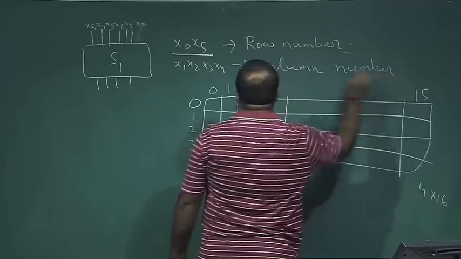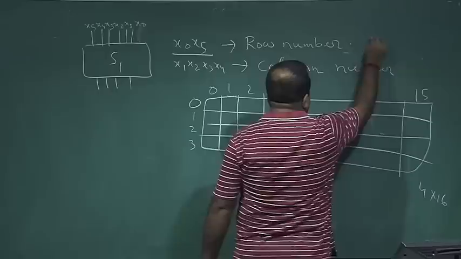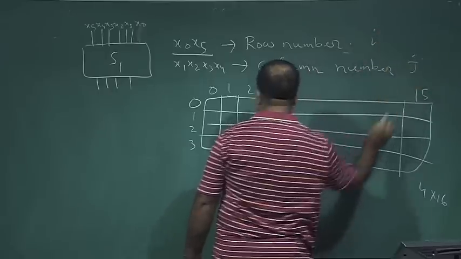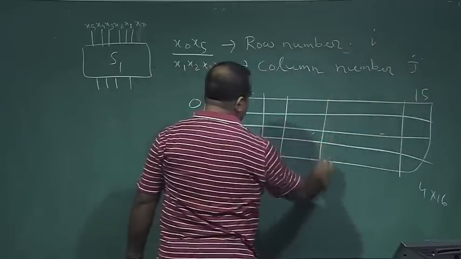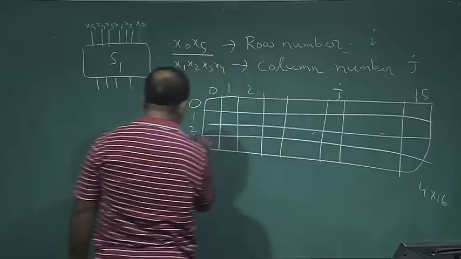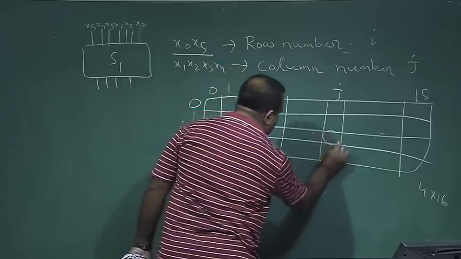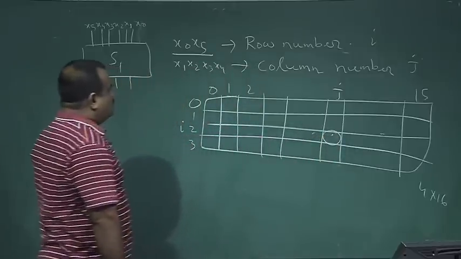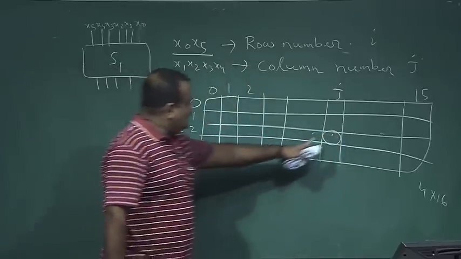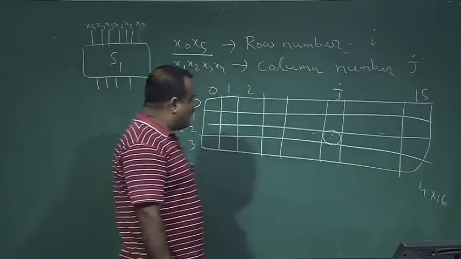Okay. Suppose this is i and this is, say, j. So, we will go to that particular position, and we will get the value over there, that is in hexadecimal form, and that will be the output.